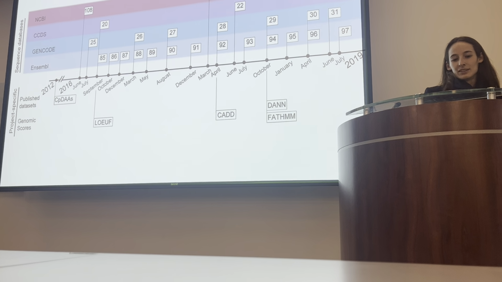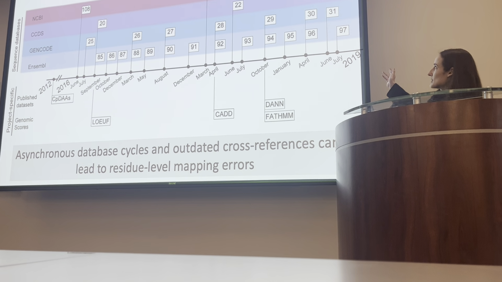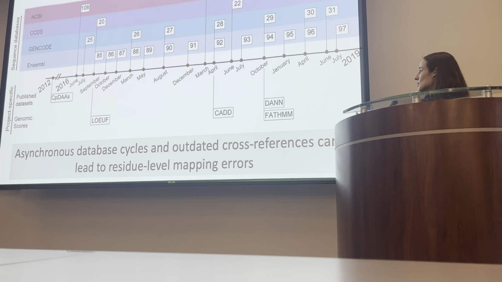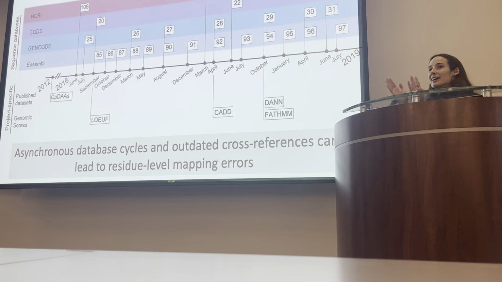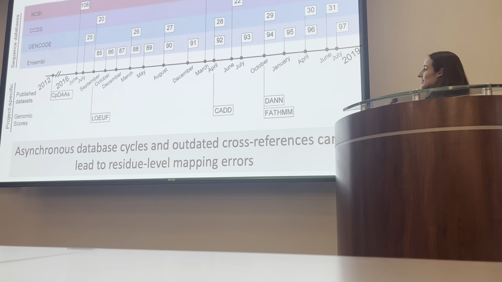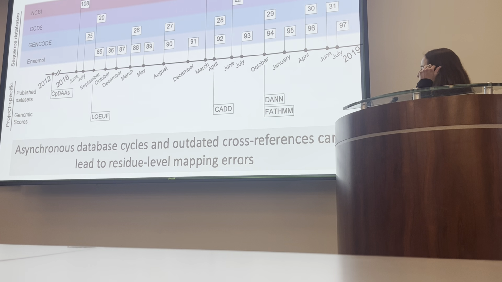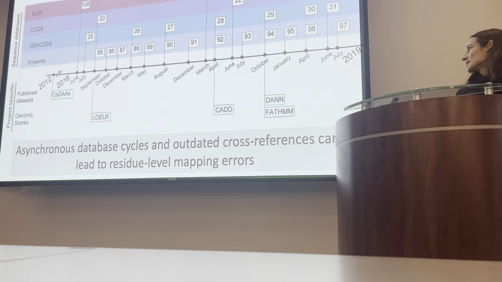So it basically comes down to this: when you lose socks, or when you lose residues, it's partly related to these asynchronous data cycles, but also a reliance on cross-references, which is how you go from one database to another. These cross-references can be outdated, and not having confidence in your reference between sequences is a problem and can lead to mismapping errors.